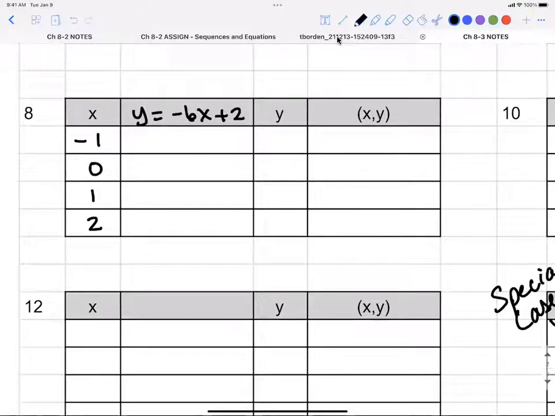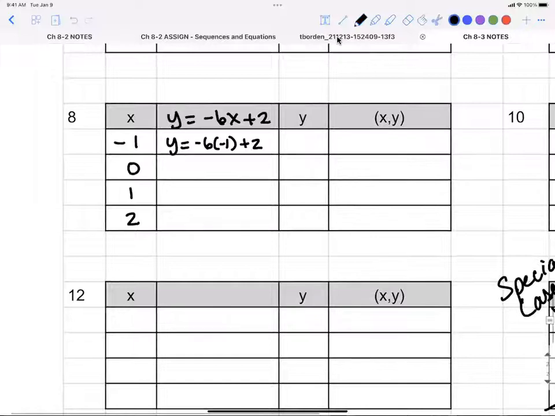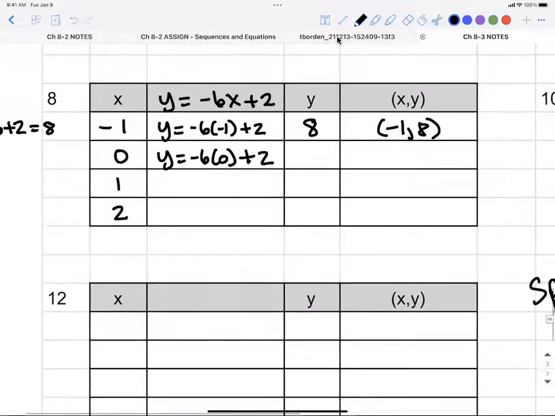And now I'm going to do the work of finding the y value for each one of these. So for the first one, it's y equals -6 times -1, because that's the first x I picked. And if you need to do it off to the side, it's okay. -6 times -1 is +6 plus 2 equals 8. So my y value here is 8. And my ordered pair is -1, 8. When I do it again and I get -6 times 0 plus 2, well, this is kind of nice. -6 times 0 is just 0, so it's just 2. So the point 0, 2 is on my graph.